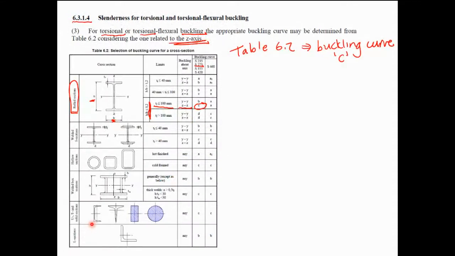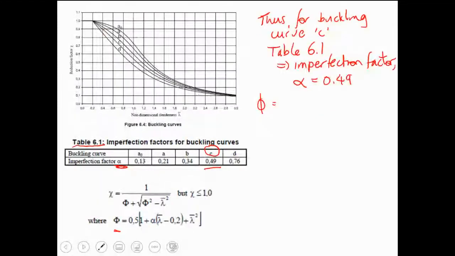Okay. Then we went to table 6.2. We looked at the ZZ axis based on the dimensions of the cross section. We found out that we use buckling curve C. So basically, the height over the width is less than the requisite 1.2, and the thickness of the flange is less than 100 millimeters about the ZZ axis. For grade S275 steel, we use buckling curve C. Then we can go to table 6.1, and using buckling curve C, get the imperfection factor alpha as 0.49.